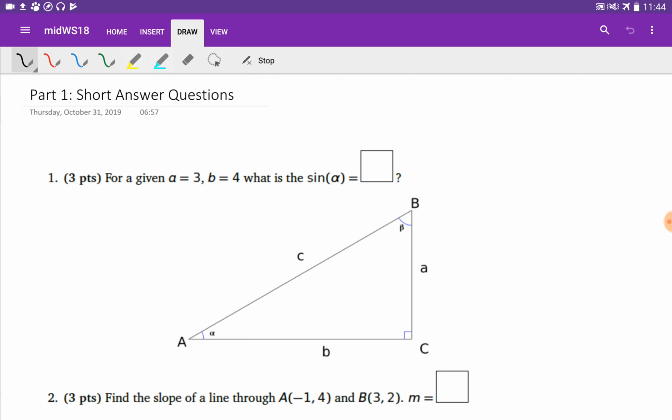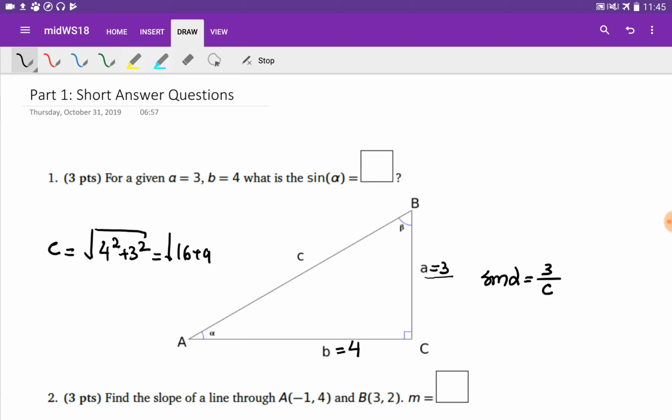The first question is, if you're given the triangle with the A side is 3 and B side is 4, what is going to be the sine of this angle? So the sine of this angle is going to be the opposite side, 3, divided by the long side C. So we can find this C using the Pythagorean Theorem. This is going to be the square root of 4 squared plus 3 squared. So basically the square of this side plus the square of this side is going to give you the square of this side. It is going to be the square root of 16 plus 9, or simply square root of 25 or 5. So this is going to be 3 over 5.